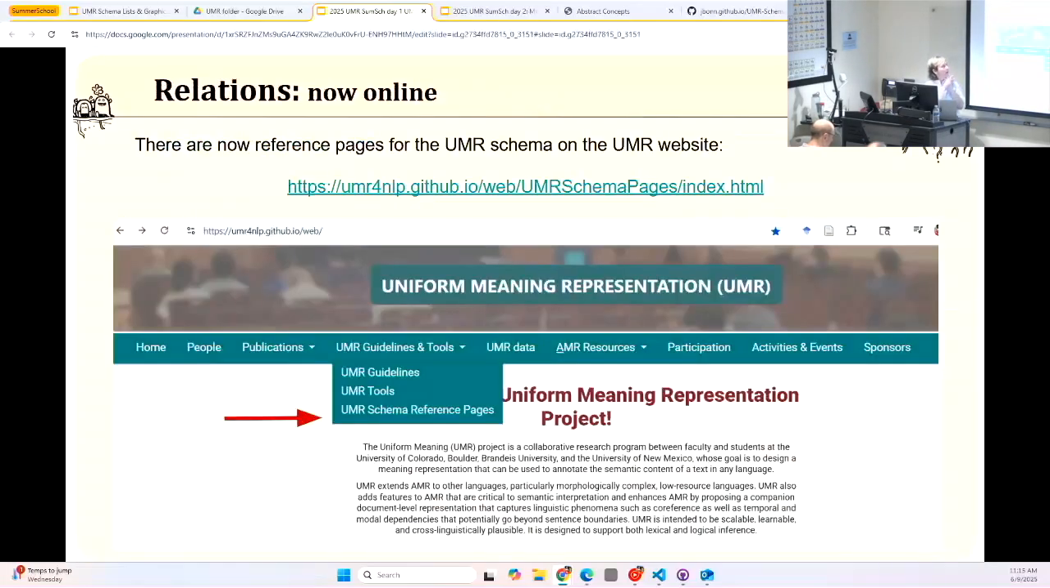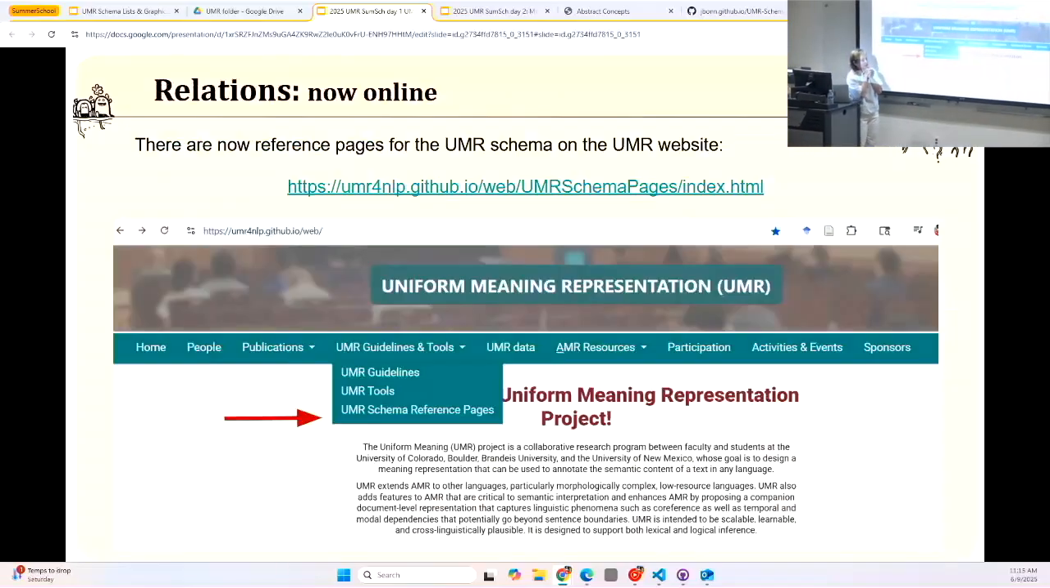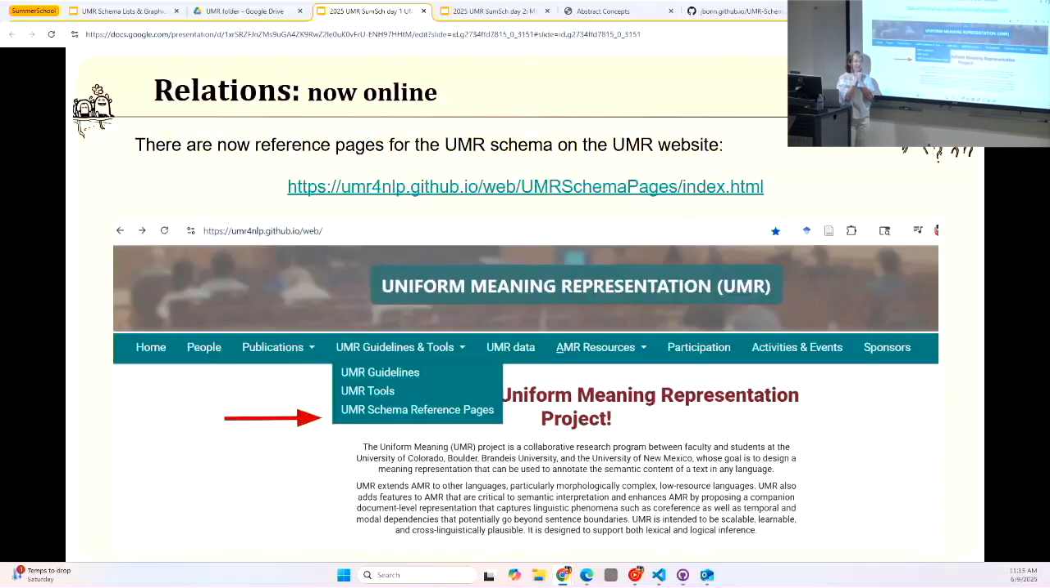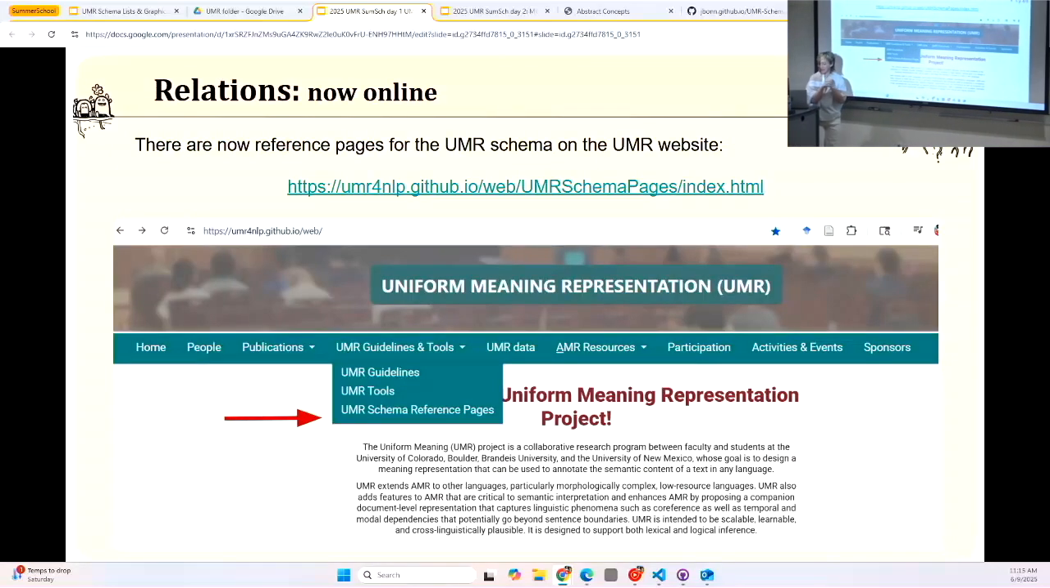Okay, so now this is what I've been doing recently. I just made all these reference pages, so we didn't have this a year ago. I'm really excited that these are finally up. So on the UMR website, umrfornlp.github.io, if you go to this menu here, this is the main page, UMR schema reference pages is under UMR tools. So it has the full current lists.